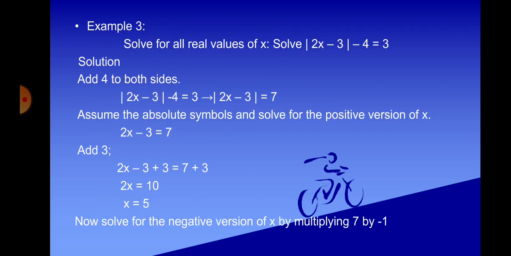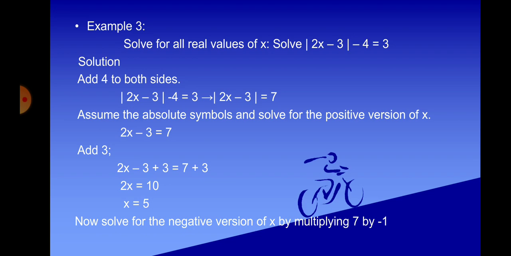So example number 3, solve for the real value of x: the absolute value of 2x minus 3, minus 4, equals 3. So how to solve? So here is the solution. Add 4 to both sides. So the absolute value of 2x minus 3 minus 4 plus 4 equals 3 plus 4. So the absolute value of 2x minus 3 equals 7.